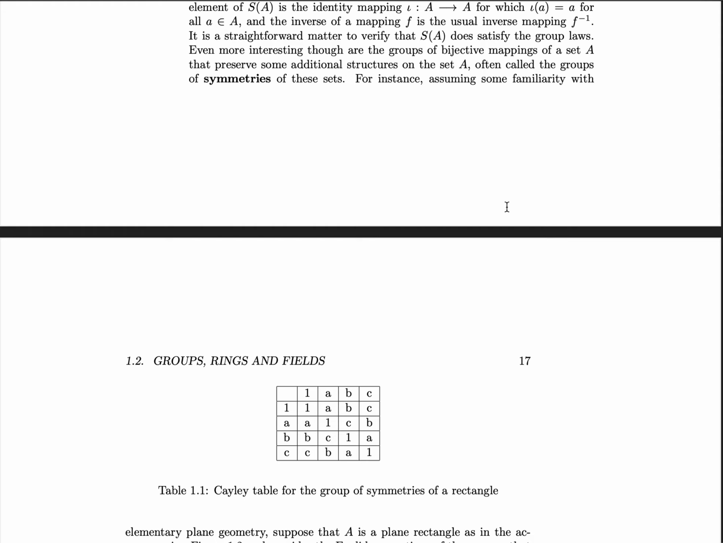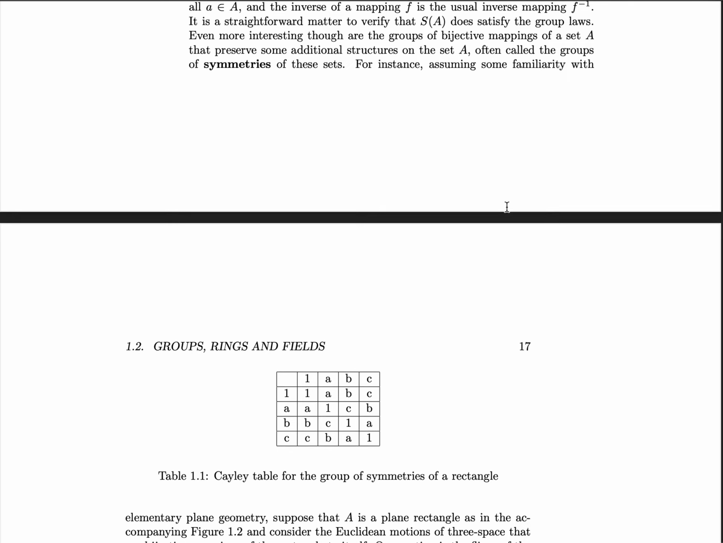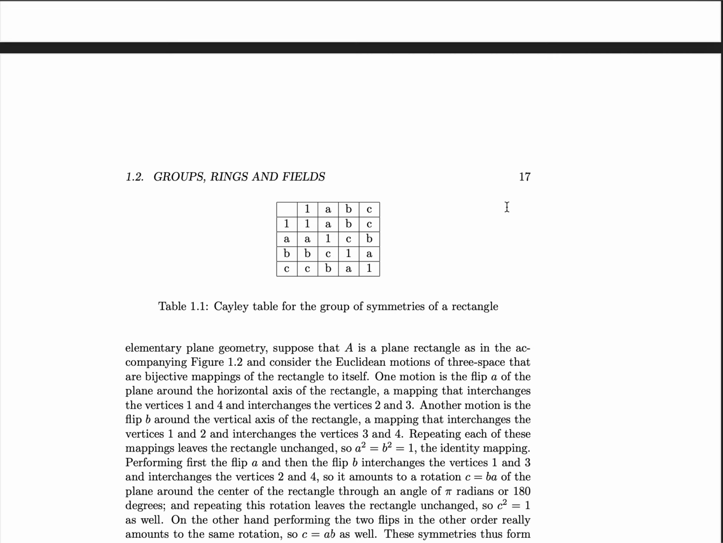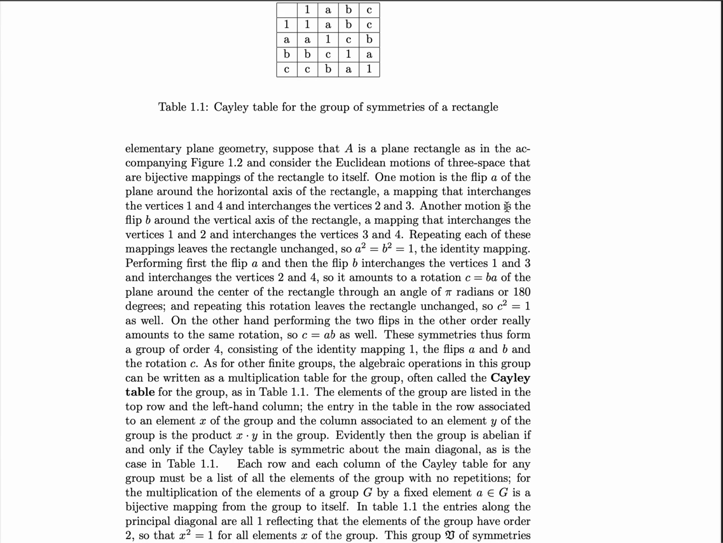However, we can do even more interesting than the groups of bijective mappings by considering only those bijective mappings that preserve some additional structure on the set A. These are called groups of symmetries on these sets. For instance, if we consider just the normal geometry case, we suppose that a set A is a plane rectangle, and we consider Euclidean motions on it, namely any mappings that send the rectangle to itself. An easy one of these is the identity mapping, which is just leaving the rectangle alone.